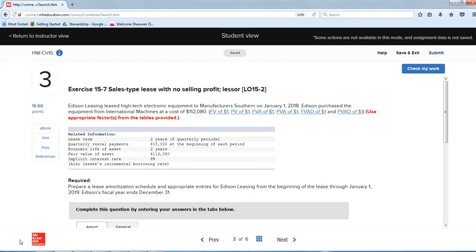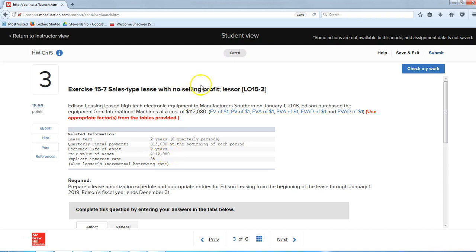When they lease their asset out, Edison is the lessor when they lease out the asset to manufacturer Southern. They lease it out for 2 years, and the lease payment is collected 8 times over these 2 years because it is collected 4 quarters a year. Each quarter they will collect $15,000 of rental payment from the lessee.